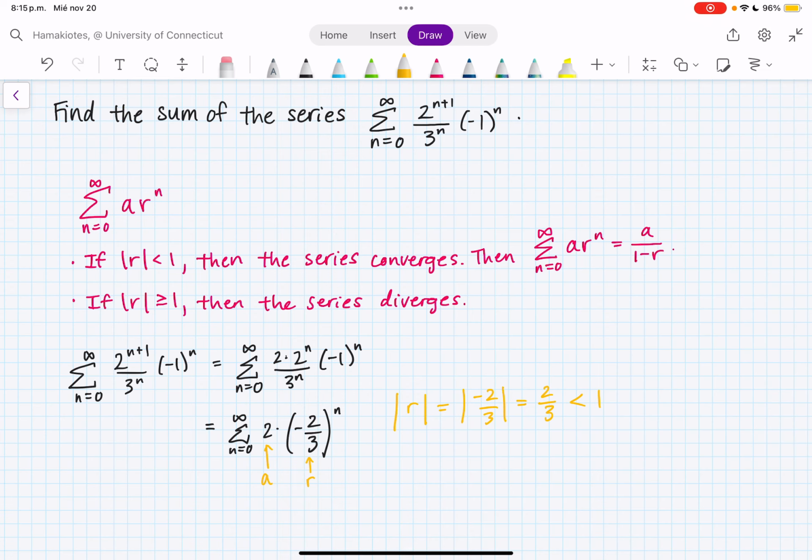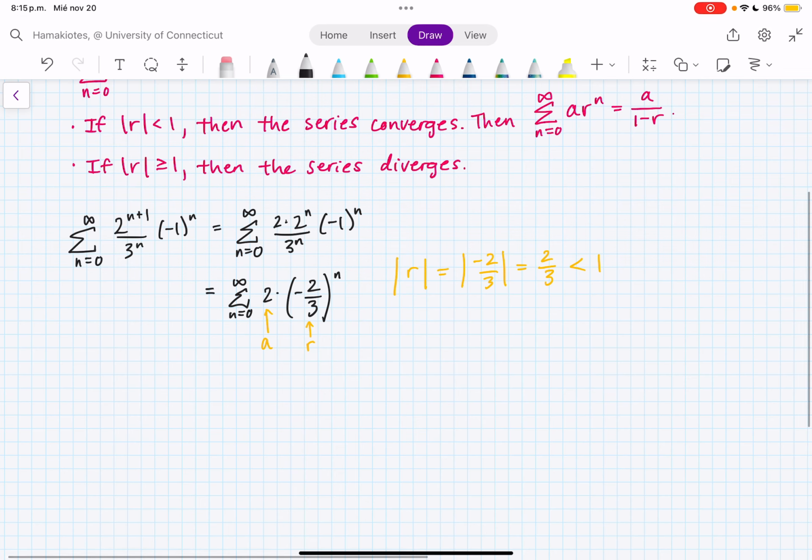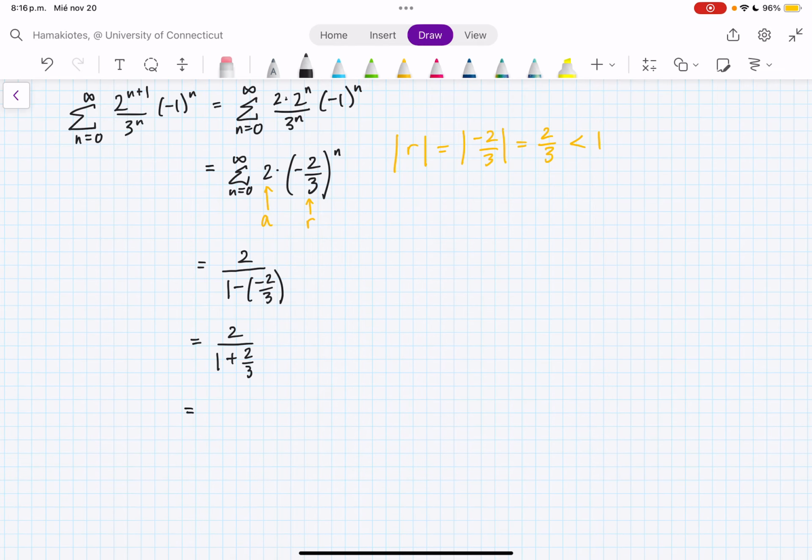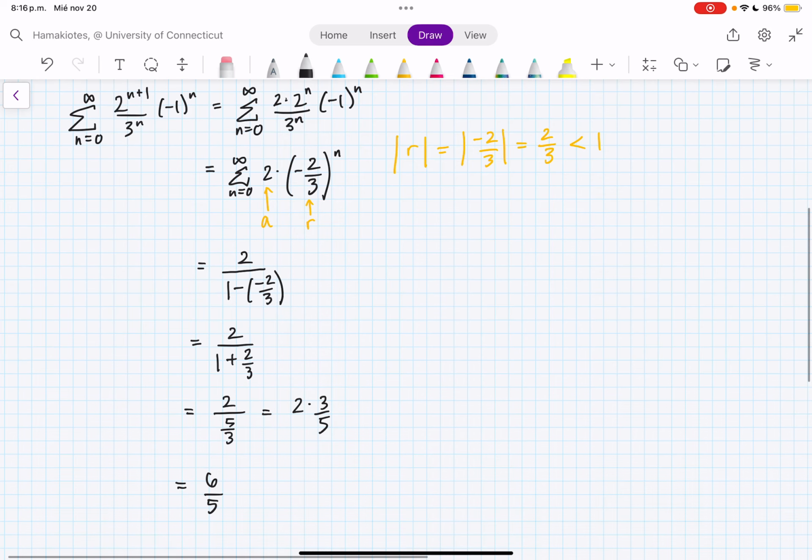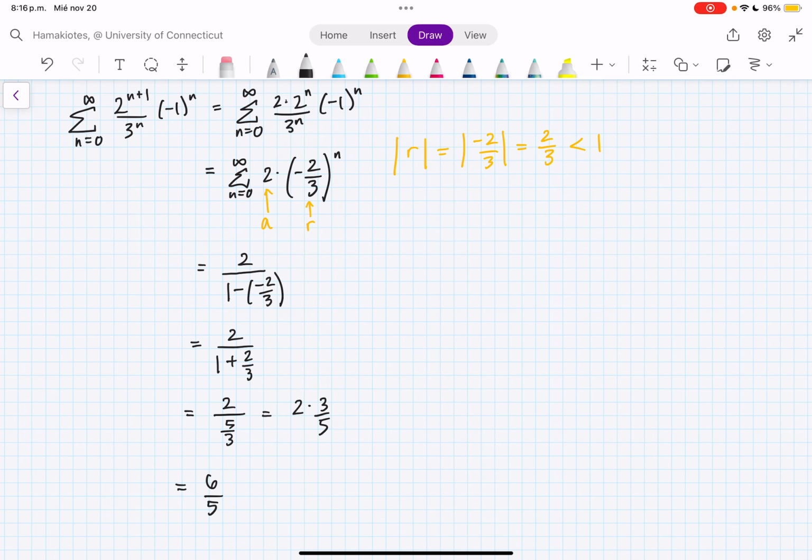Now what does it converge to? It converges to a over 1 minus r. So that is a over 1 minus r. So I can rewrite this as 2 over 1 plus 2/3. So I can rewrite this as 2 over 5/3, which is the same as 2 times 3/5. So this is 6/5 is the final answer. So this series converges to 6/5.